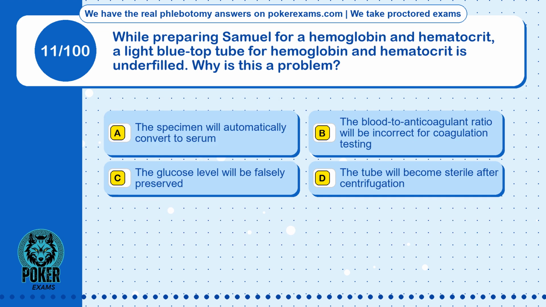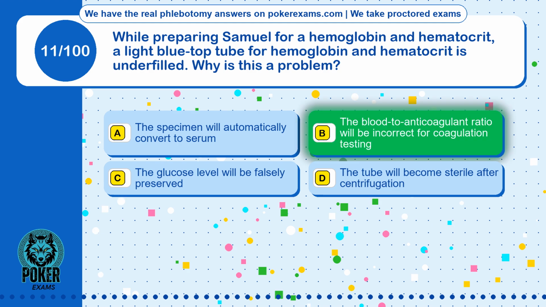Question 11. While preparing Samuel for a hemoglobin and hematocrit, a light blue top tube for hemoglobin and hematocrit is underfilled. Why is this a problem? Option A. The specimen will automatically convert to serum. Option B. The blood to anticoagulant ratio will be incorrect for coagulation testing. Option C. The glucose level will be falsely preserved. Option D. The tube will become sterile after centrifugation.